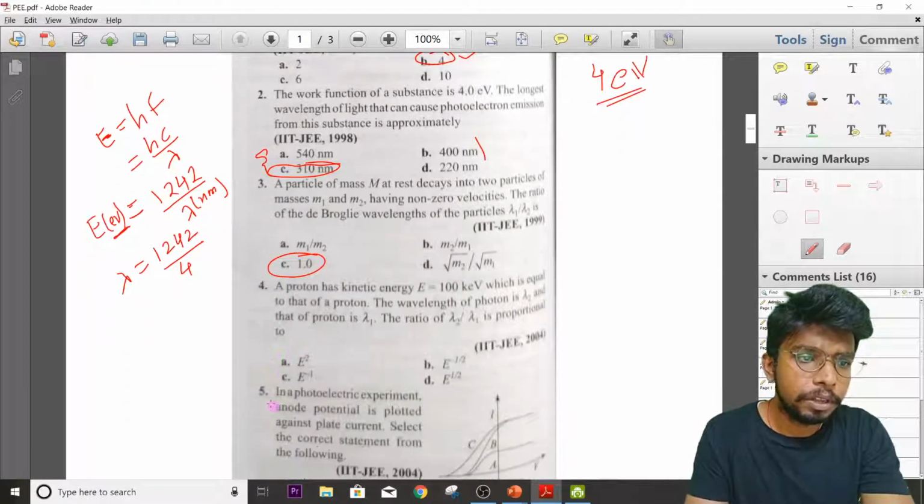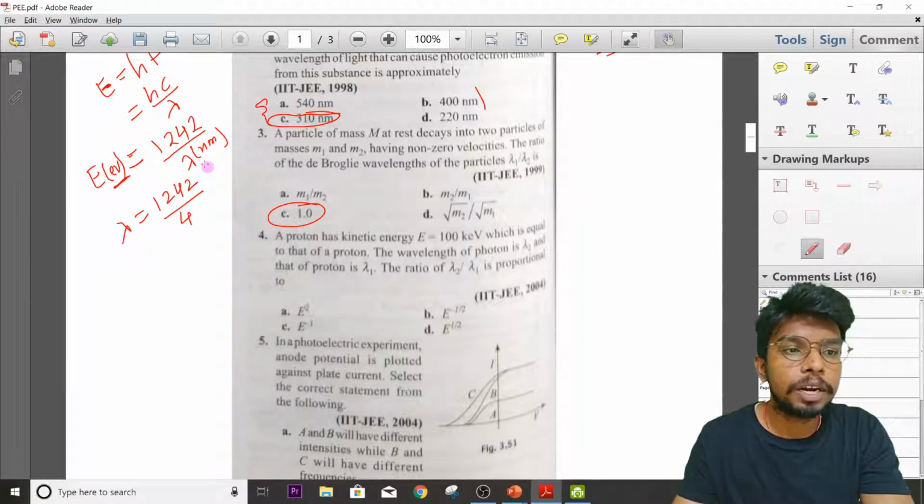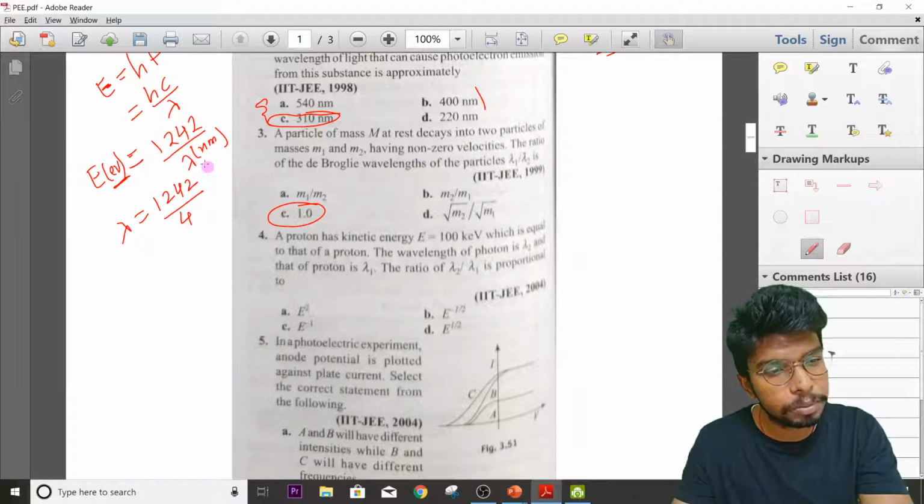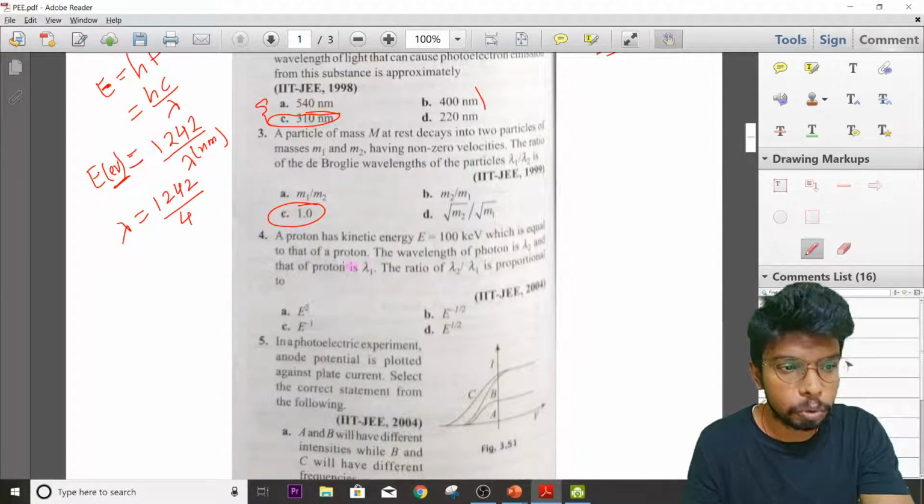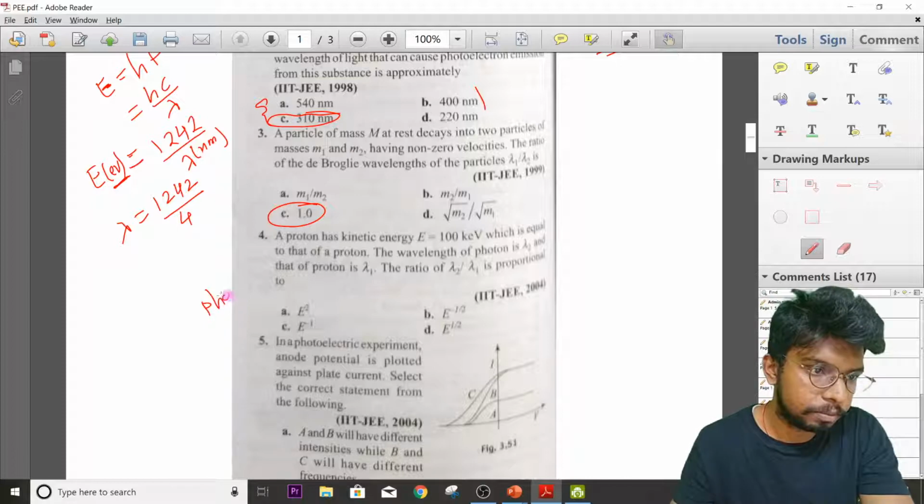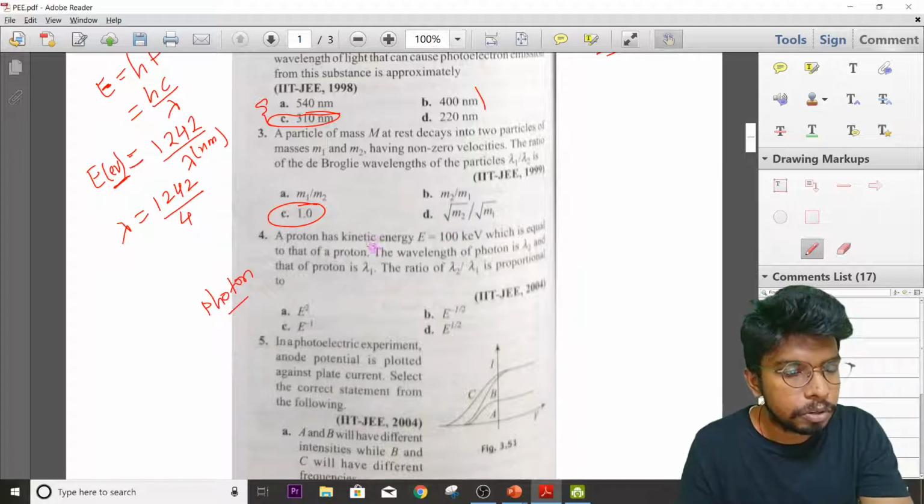Moving further: a proton has a kinetic energy E equal to 100 keV, which is equal to that of a proton. Maybe it's a mistake. They wanted to write one of these as photon instead of proton. Photon should be the correct word. Let's try to handle it.